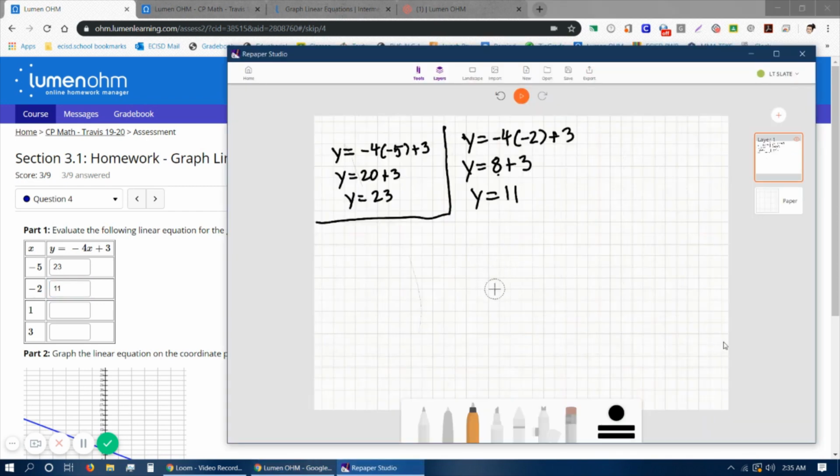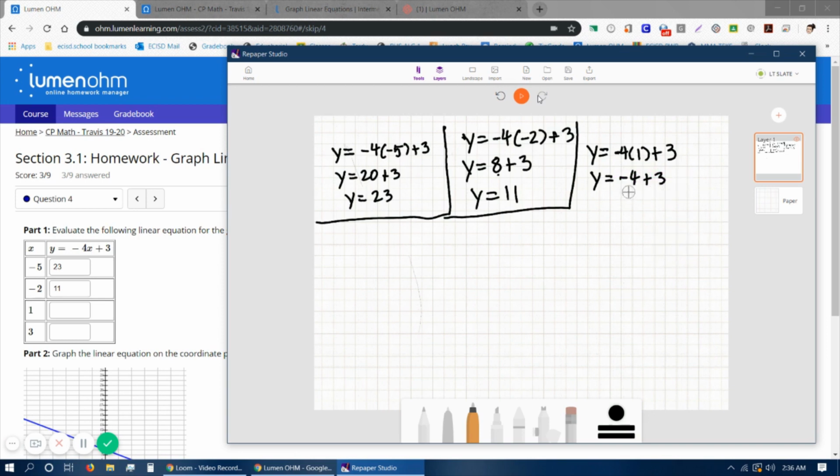Next, we have x equals 1. So let's box this off and start on the next one. y equals negative 4 times 1 plus 3. Again, we'll multiply negative 4 and positive 1. 4 times 1 is 4. Negative times a positive will give us a negative. So we have y equals negative 4 plus 3.